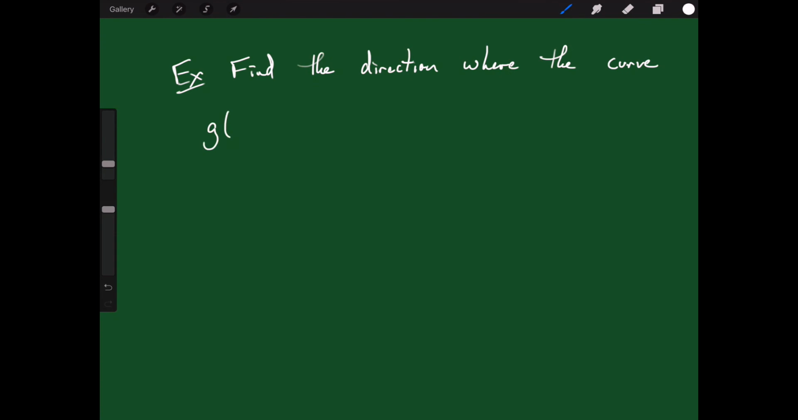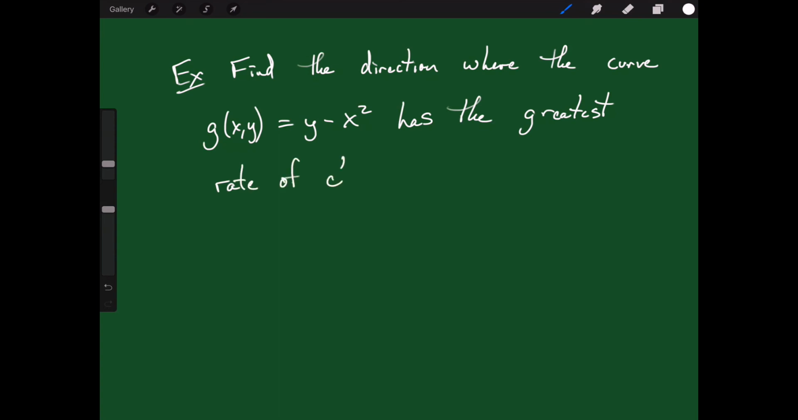Okay, so let's do a quick example. Find the direction where the curve g of x, y is equal to y minus x squared has the greatest rate of change at the point -1, 0.